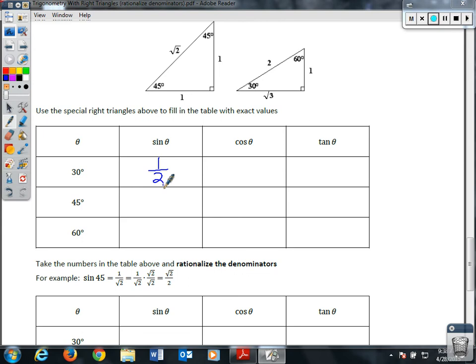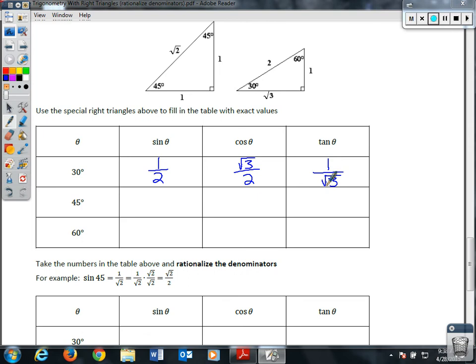If we look at the cosine of 30, that's going to be the adjacent side, which is square root of 3, divided by the hypotenuse, which is 2. And for the tangent of 30, that's going to be the opposite, which is 1, divided by the square root of 3, which is the adjacent side. Let's stay on the same triangle, so let's skip down to 60, and then we'll go back to the 45.